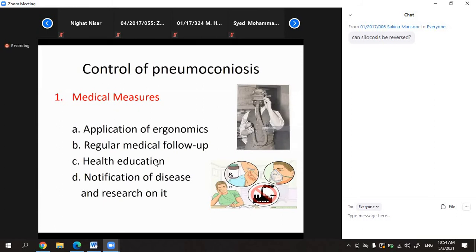Then health education, that is, continuous education of the workers regarding the risk factors, that is, exposure or hazards, and the preventive measures which can be applied, and making sure that they are taking all the precautionary or preventive measures during their job.